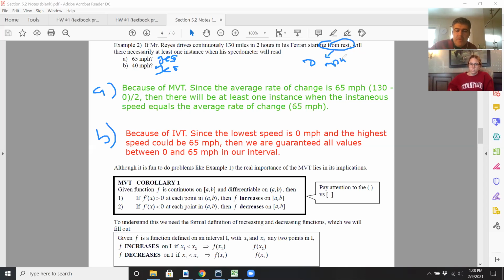So IVT states that you'll be able to take on any value between your lowest and highest y value. So let's say speed is y and time is x. So whatever interval you're looking at, actually from 0 to 2 hours, obviously, any y value in between 0 and 65 can be taken on. Now the assumption here is continuity, and here continuity and differentiability. So you have to assume those.